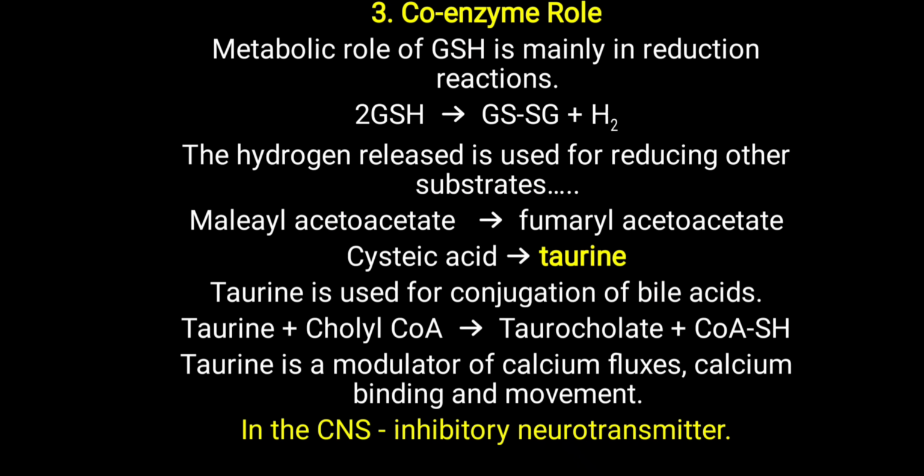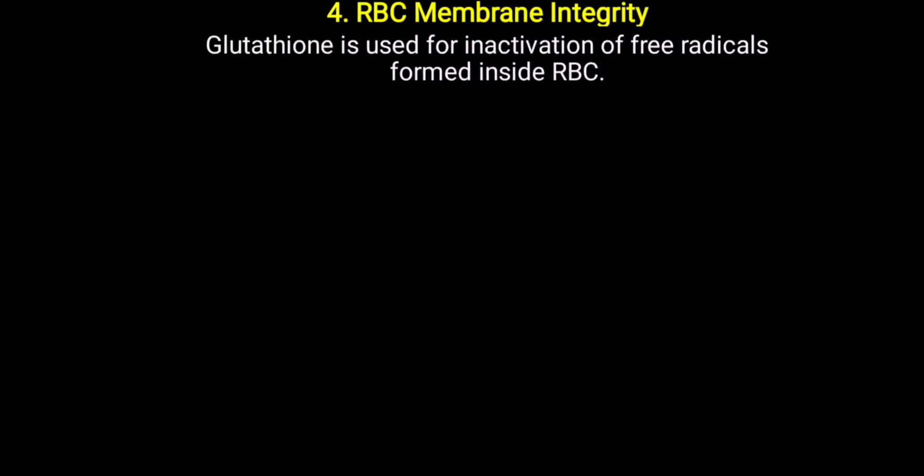So one important function is amino acid transportation. Second important function is the coenzymatic role of glutathione. Now a further important function of glutathione is RBC membrane integrity. Glutathione is basically used for the inactivation of free radicals.